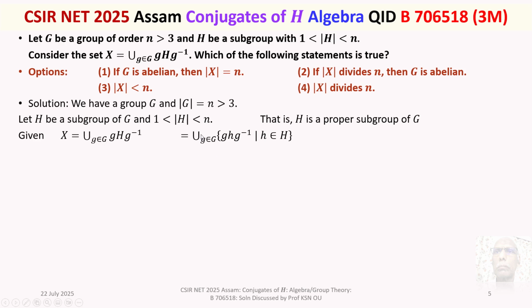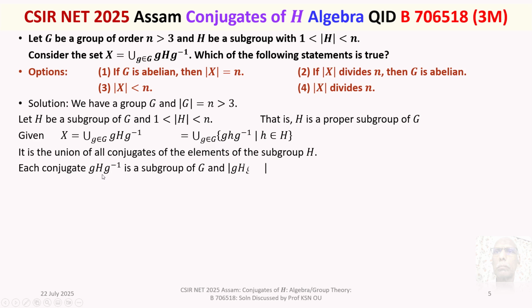And it is the union of all the elements g h g inverse where small h belongs to H, where the union is taken over all the elements of G. It is the union of all the conjugates of the elements of the subgroup H. Each conjugate g H g inverse, it is known, is a subgroup of G and the order of g H g inverse is the same as the order of H. These results are very well known.